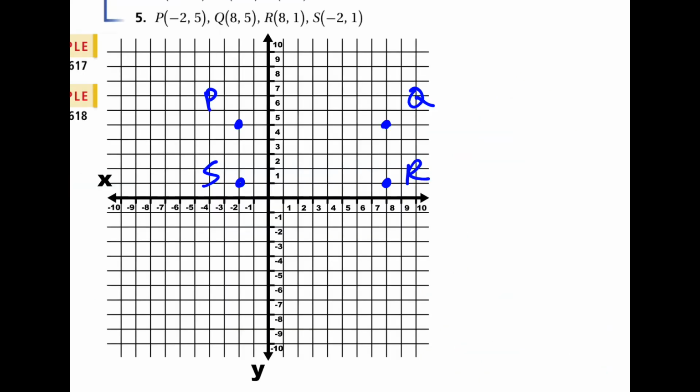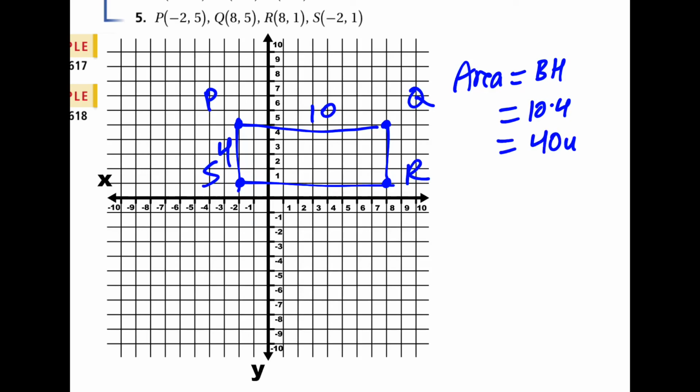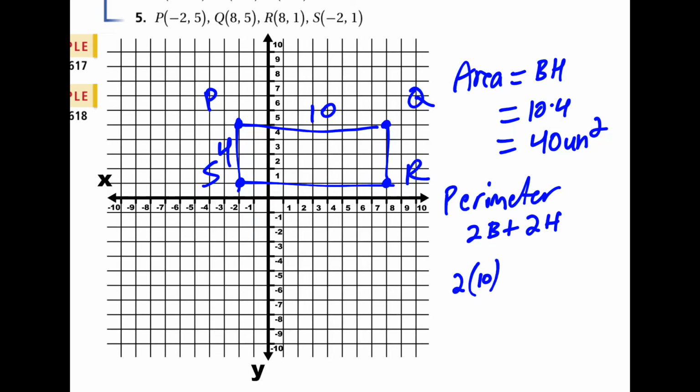Number 5, that we're looking at a rectangle. So I don't have to do a lot of math here. I can just count over and count up. The height is 4. This distance is 10. The area of this rectangle is base times height, which is going to be 10 times 4, or 40 units squared. The perimeter is going to be 2 times the base plus 2 times the height. So this is going to be 2 times 10 plus 2 times 4, which is going to give me 28 units.